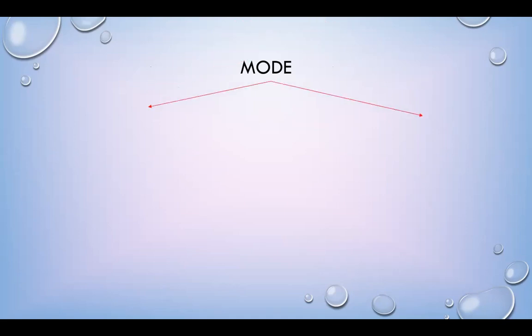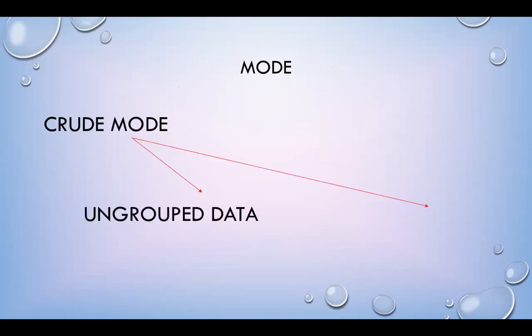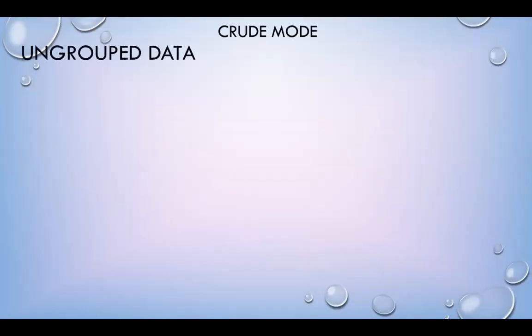Mode is of two types. One is crude mode and another is true mode. Let us first discuss the crude mode. We have to calculate it from ungrouped data and from grouped data. Crude mode of the ungrouped data, you know what ungrouped data is, okay? Let's have an example.